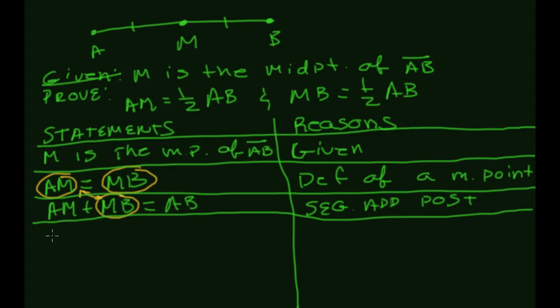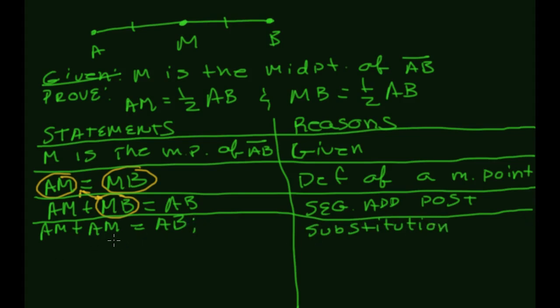Let's think about what that says. AM plus AM should equal AB. All I did was I took two things that are equal and I swapped one for the other. So this is what we call substitution. This is our substitution property.